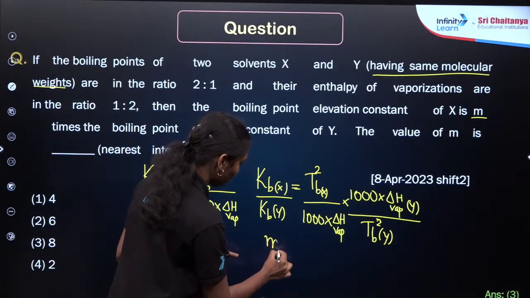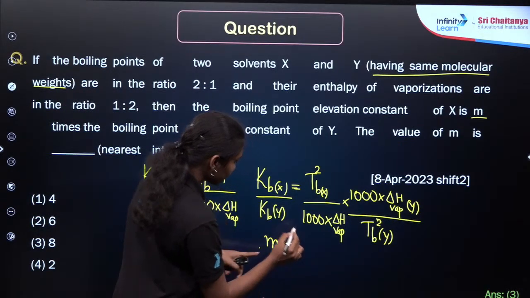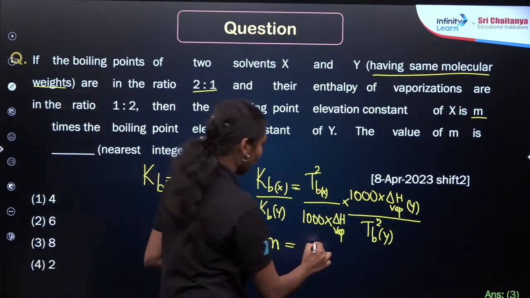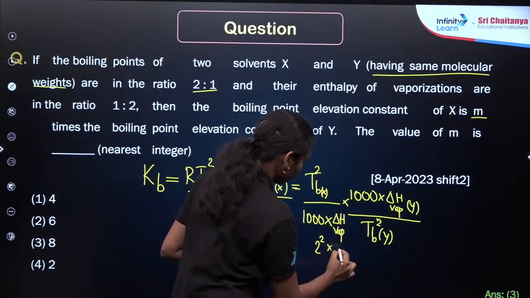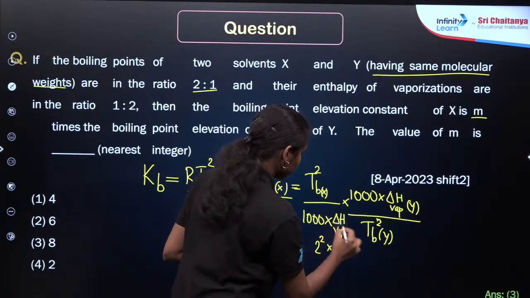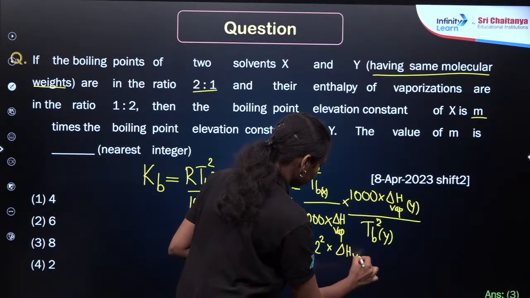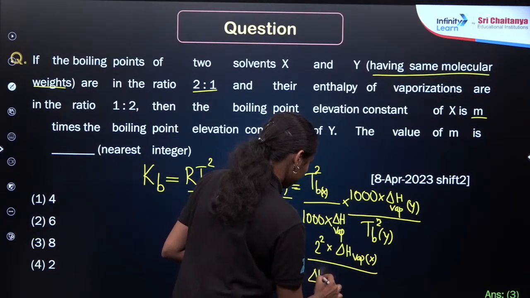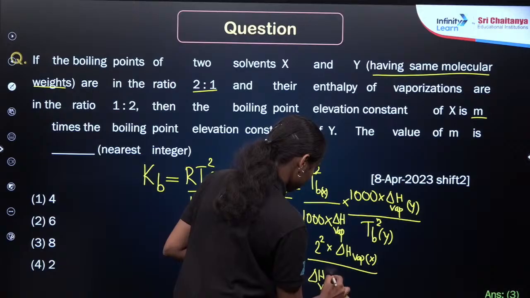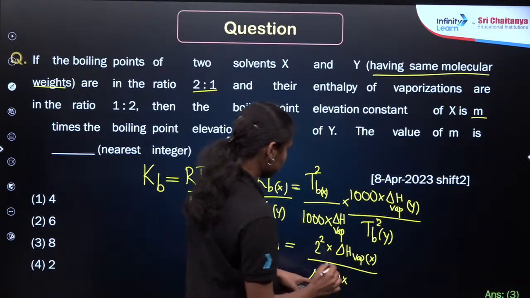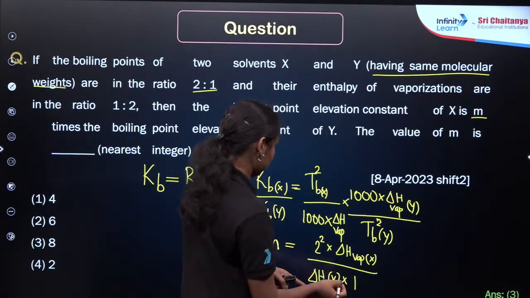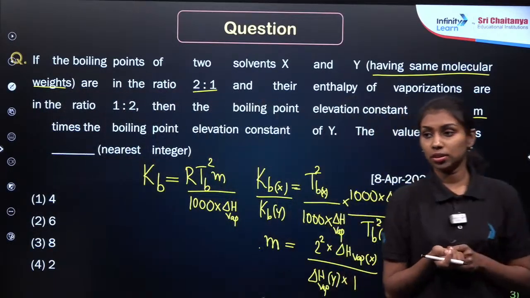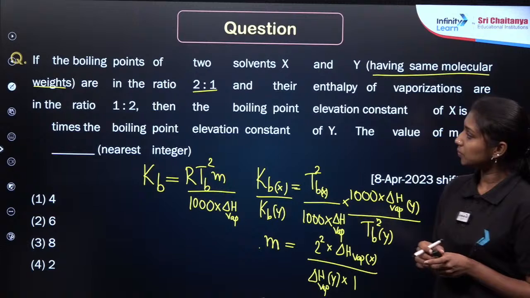So the ratio will be m by 1 here. So m is equal to Tb square. What is the value of Tb given here? 2:1, right? So 2 square. Right? Which is your answer?